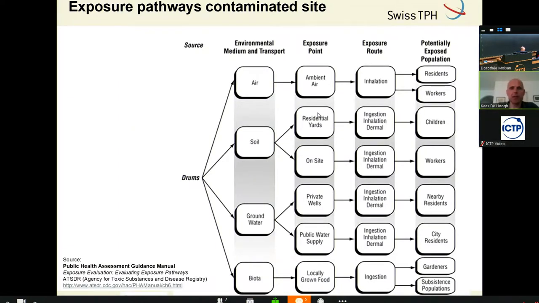Another way of looking at the same picture is this way. This is the same picture as here, but in a schematic diagram. Again, we have the drums here, which have been leaking and sitting there for a long time. And we see the different environmental mediums: the air, the soil, the groundwater, and the biota. From there, we go to exposure points, and from there to an exposure route to the potentially exposed population. And you see this way, you can really illustrate or disentangle how from one source, you can have many different potentially exposed populations through many different exposure routes, which is what you need to do to describe these exposure pathways.